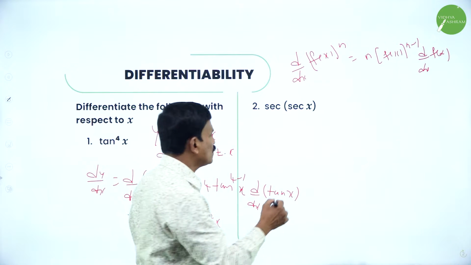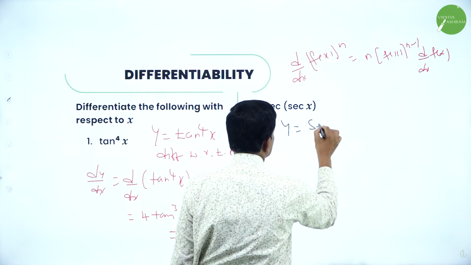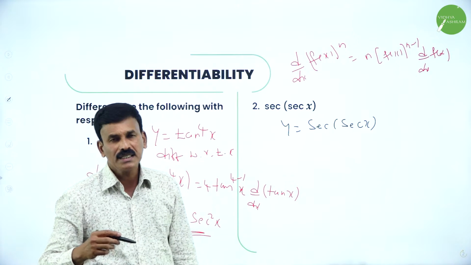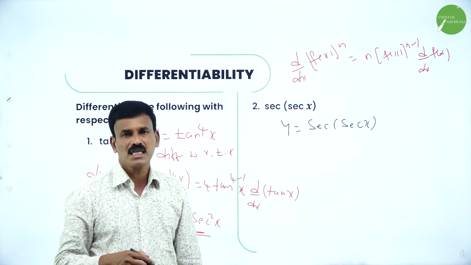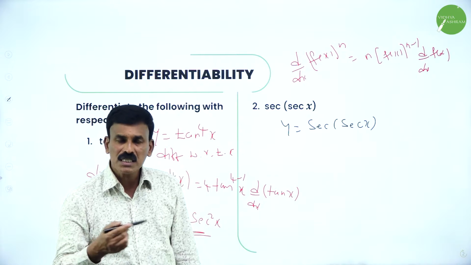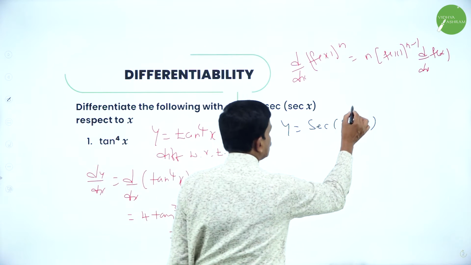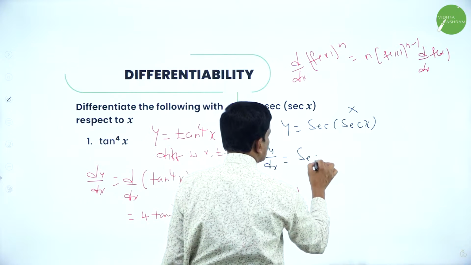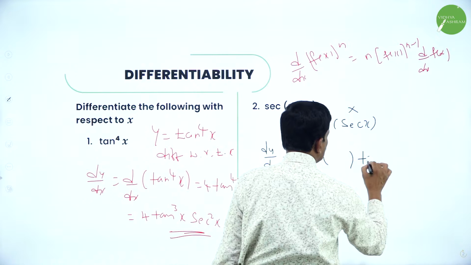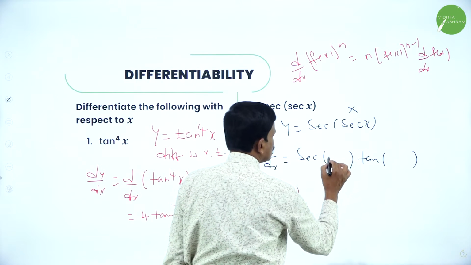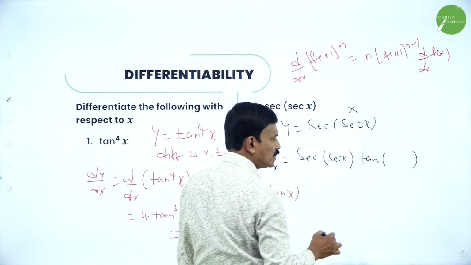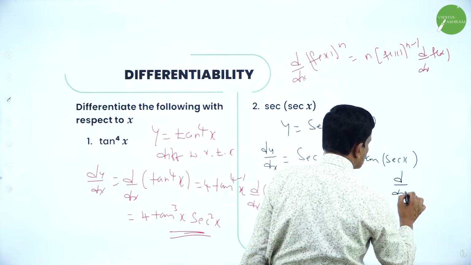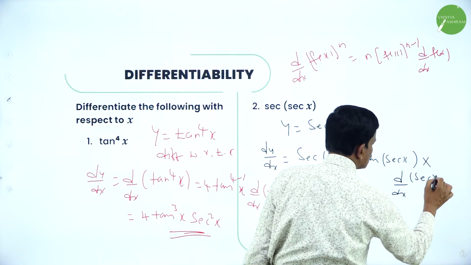y is equal to secant of secant x. Now consider y is equal to secant of secant x. Suppose if it is secant x, differentiation of secant x is secant x into tan x. Instead of x, here it is secant x. So let us consider this as x. Then dy by dx is equal to secant x into tan x, where x here is nothing but secant x. So secant of secant x into tan of secant x into d by dx of secant x. That is the inside function.